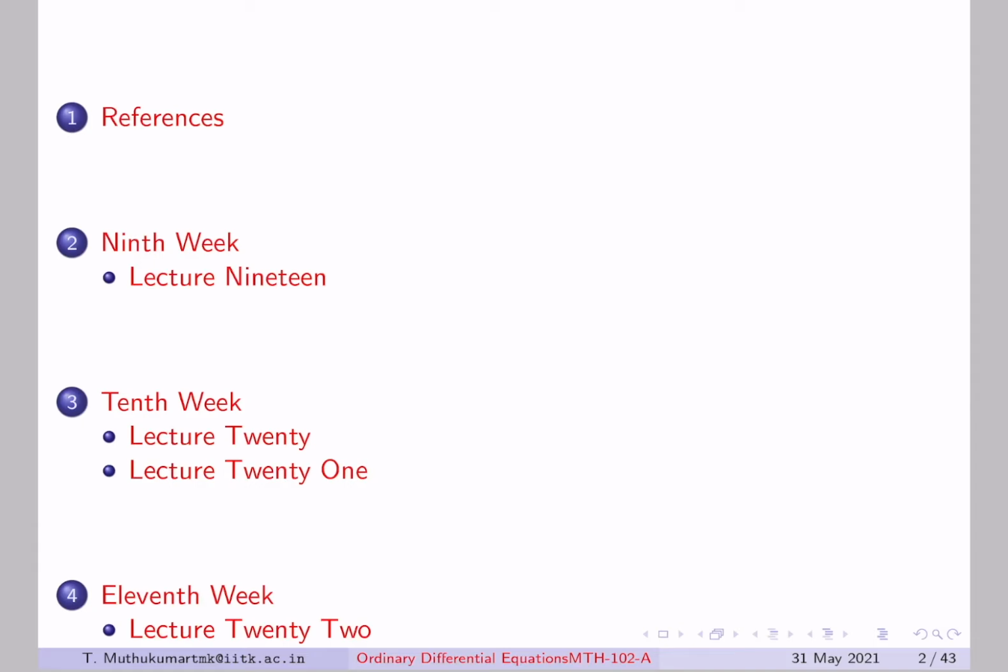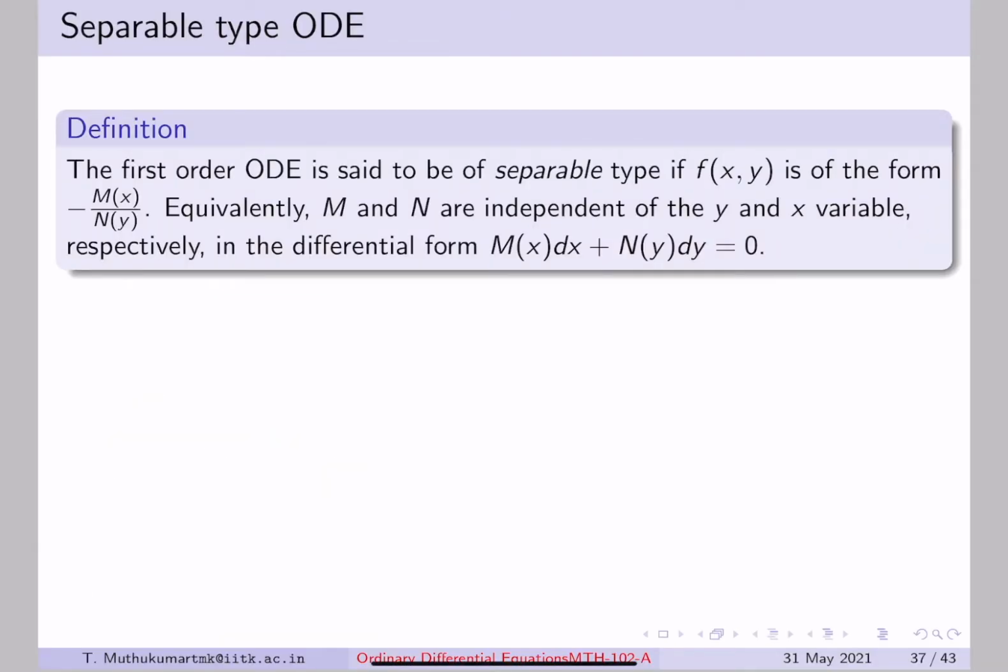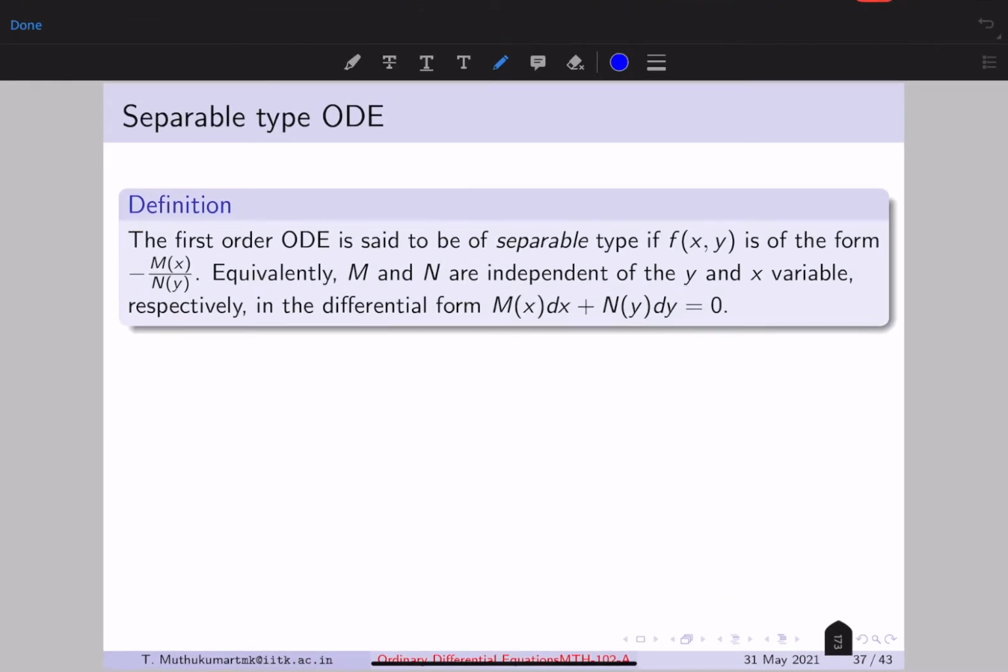So today we will do 2 types out of the 6 types, which are the separable type and the homogeneous type. Okay, so let's start with the separable type. So what is a separable ODE? Recall that our ODE is of this form, that is y prime is f(x,y).